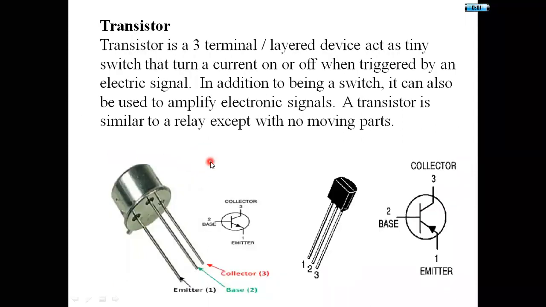Next one is transistor. Transistor is a three-layered device, and we can simply call it a three-terminal device. The three terminals are emitter, base, collector. This is the base terminal, this is the emitter terminal, and this is the collector terminal. Emitter emits electrons, base bypasses those electrons, and collector collects those electrons. Simply we can call this the basic function of emitter, base, and collector.